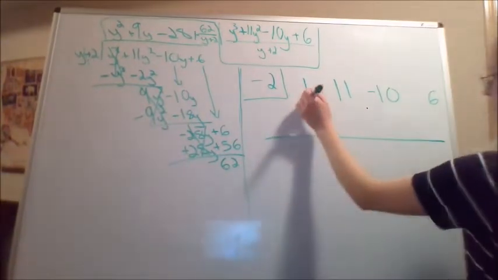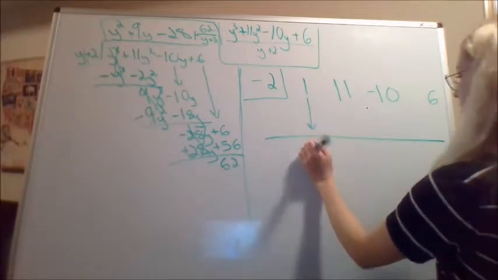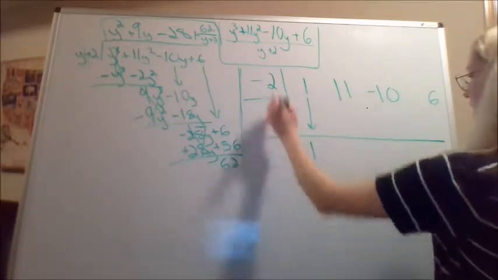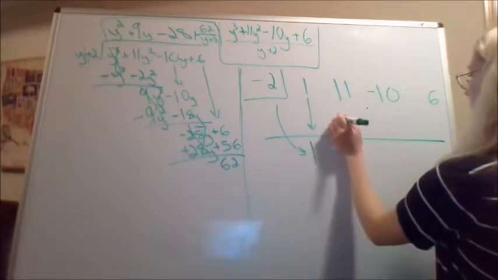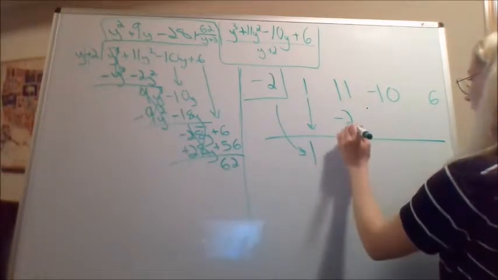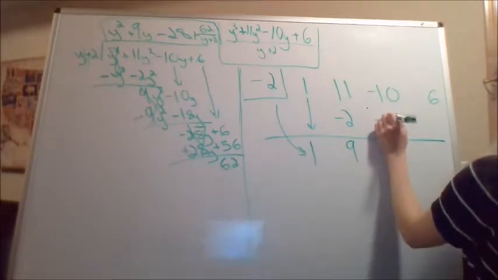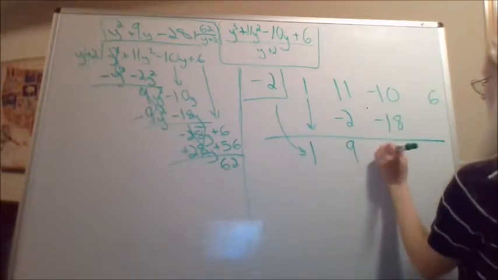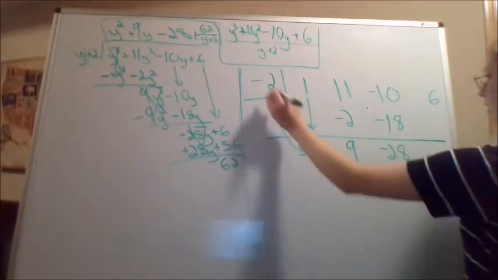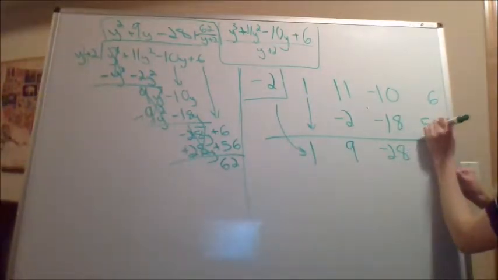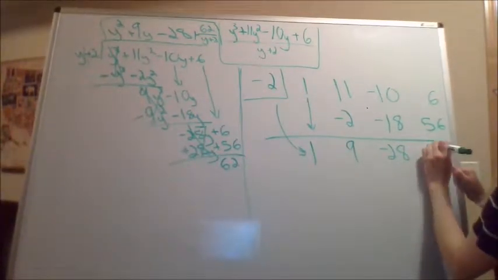And to do this, we first bring down our 1 down here, and we multiply by negative 2. So multiply by negative 2, we get negative 2. Now we add, get 9. Now we multiply by negative 2 once more, get negative 18. Now we add, that's negative 28. Now we multiply, that's 56. Add once more, that is 62.